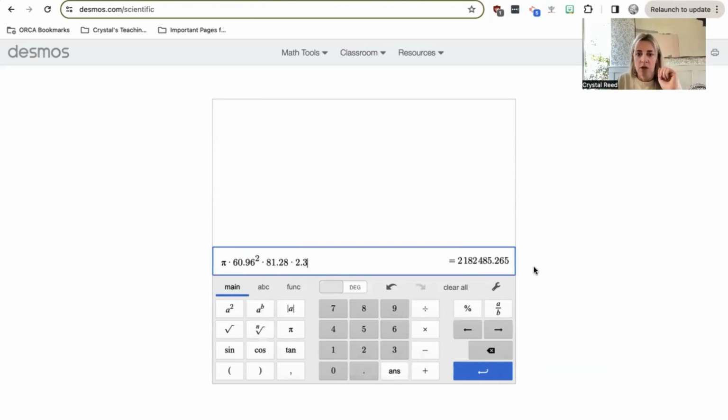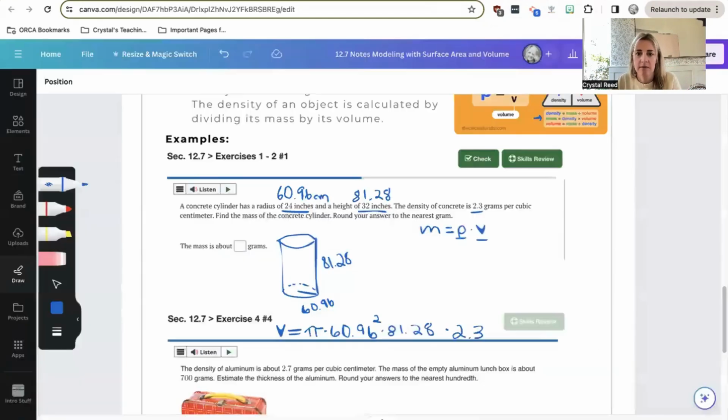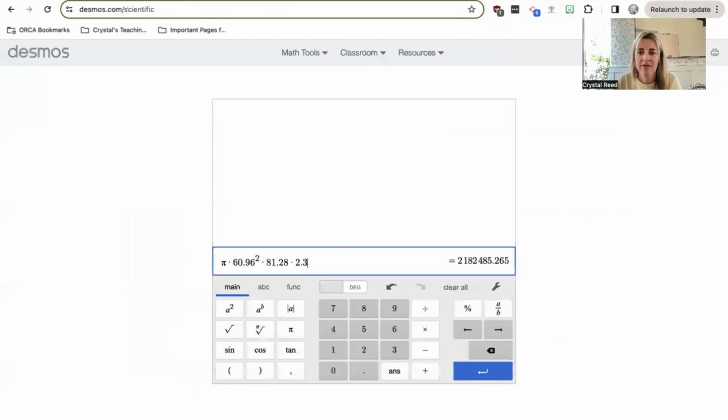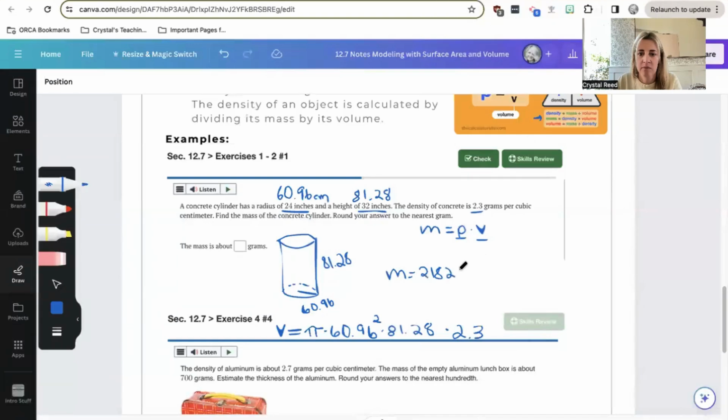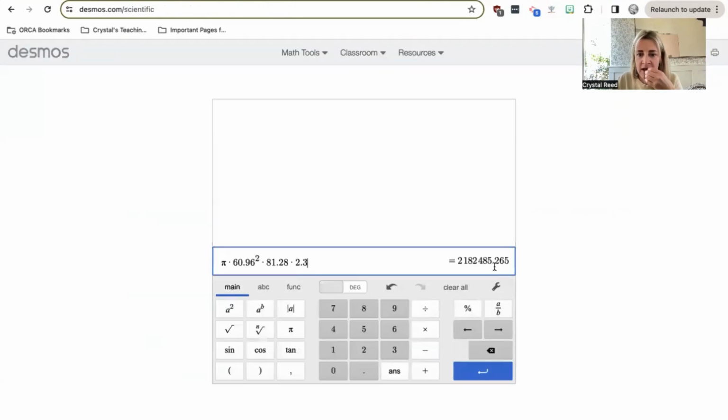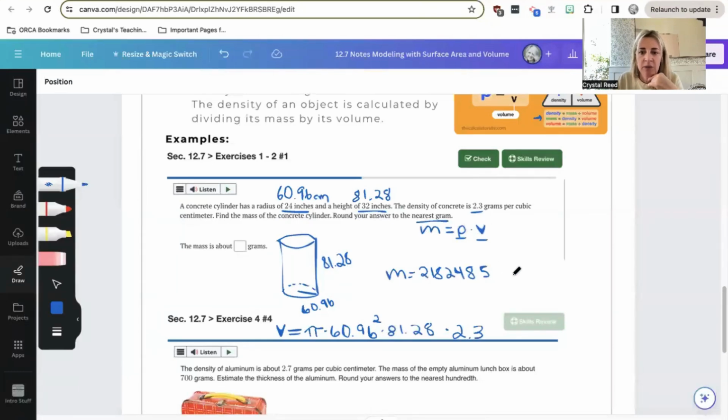2182. Oh, 2182. I can remember these numbers. Mass equals 2182,485. And it wanted it rounded to the nearest gram. That's a whole number. So the 0.85 rounds up. So that is our final answer, and the answer is in grams.